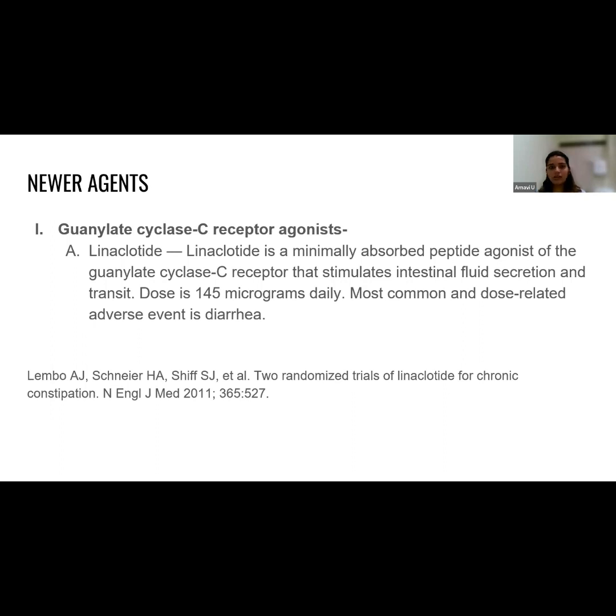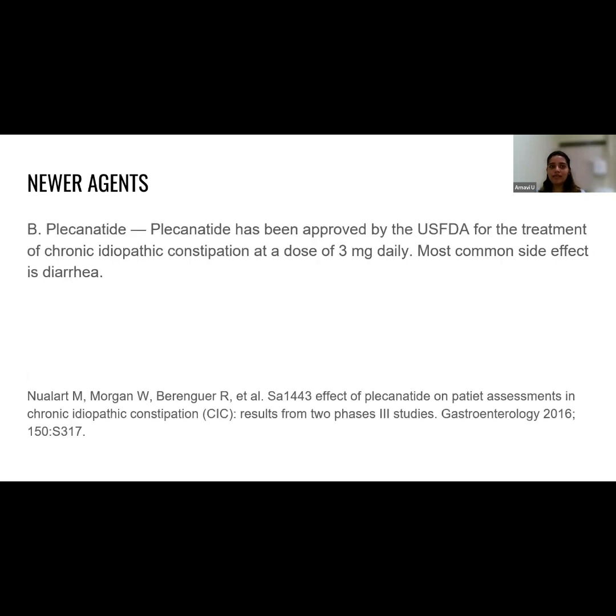The most common and dose-related adverse event is diarrhea. Next we have plecanatide, which has been approved by the US FDA for the treatment of chronic idiopathic constipation at a dose of 3 milligrams daily, for which the most common side effect again is diarrhea.